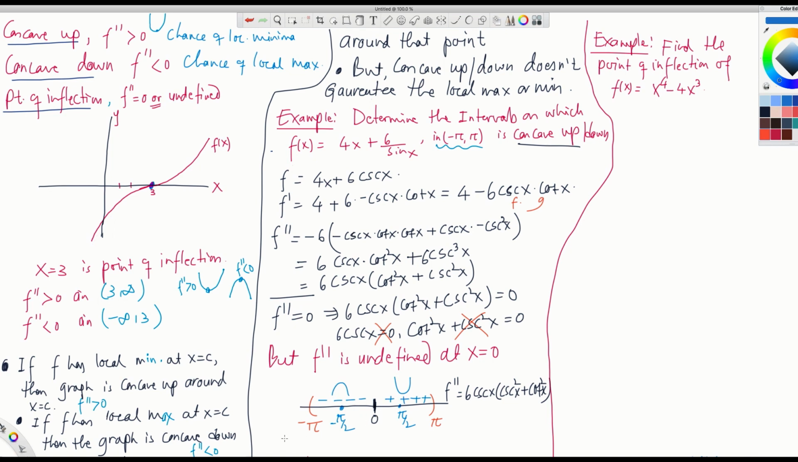So concave up, in which interval? 0 to pi. Concave down, in which interval? Negative pi to 0. And then the point of inflection is x equals 0. So we can determine it that way here. Okay.